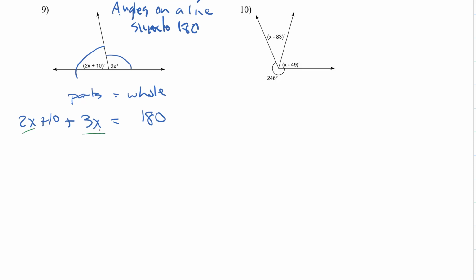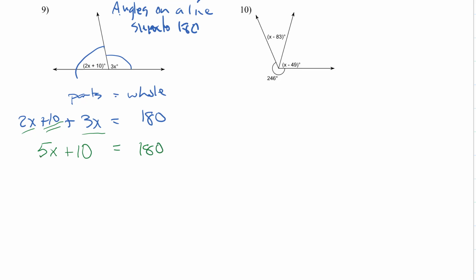I'm going to collect like terms. So anything with an x, I underlined. So that's 2 x's plus 3 x's gives me 5 x's. And then anything without an x, I add up. And the right side just stays the same.